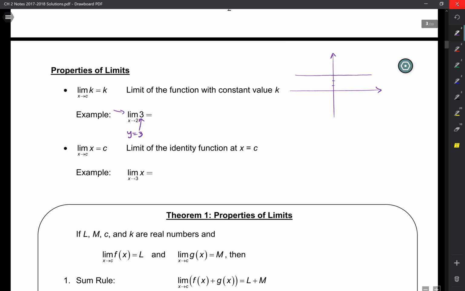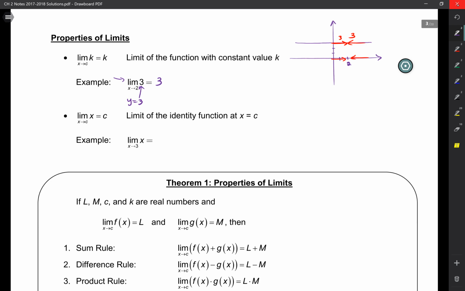Now, it says the limit as we're approaching 2. As I'm approaching 2, what value is y approaching? 3. As I'm approaching 2 from the left side, what value is y approaching? 3. So when the function is just a constant, it's just 3 all the time.